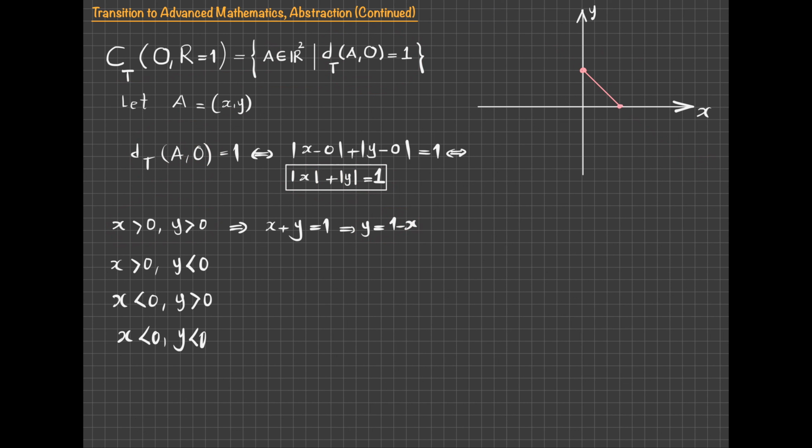Why? Because, for example, is this point acceptable? Let us check. The coordinates of that point: the x coordinate is 0, the y coordinate is 1. Do you think that these two numbers satisfy this equation? Yes, the absolute value of 0 plus the absolute value of 1 is indeed 1.